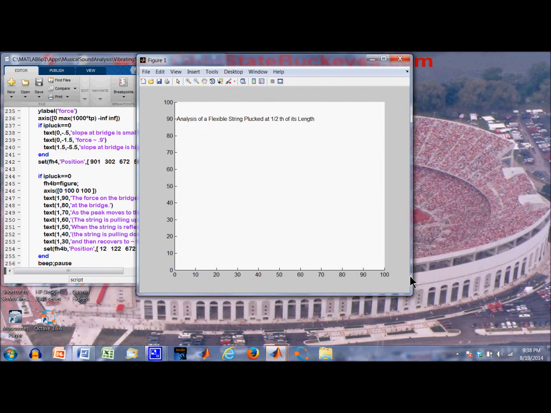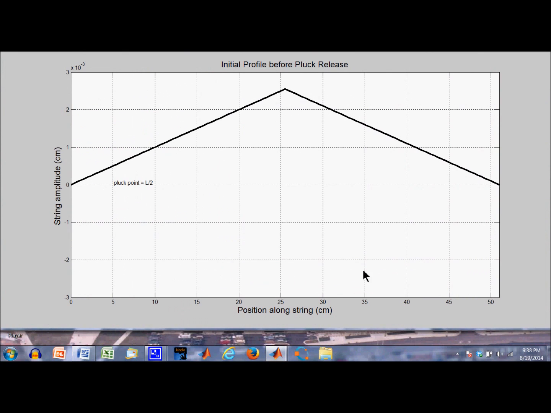All right, let's go take a look at something else here. Let's take a look at the string when we pluck at 1/2 of its length. Okay, here's the initial position with the pluck point right in the center of the string. The string is 51 centimeters long, so 25.5 is the center point.